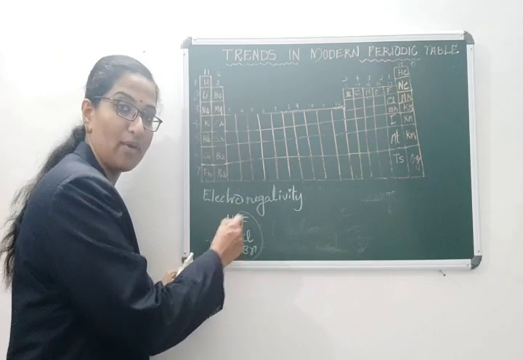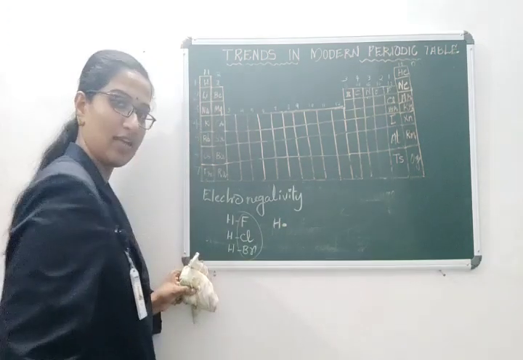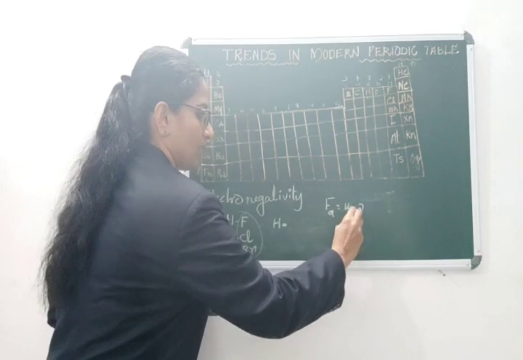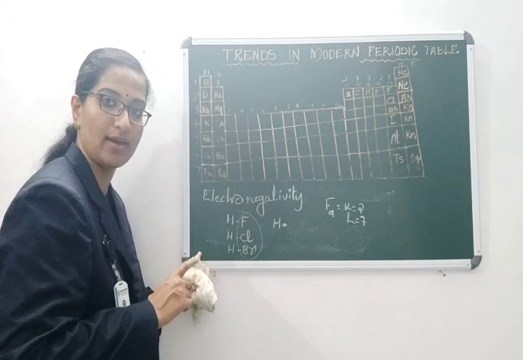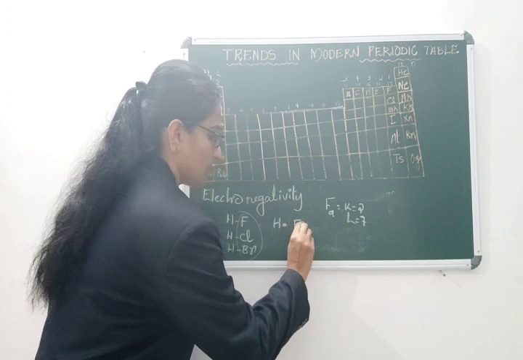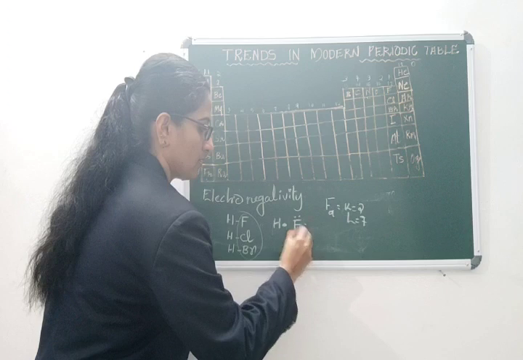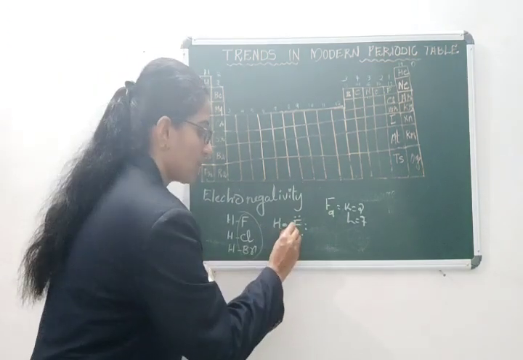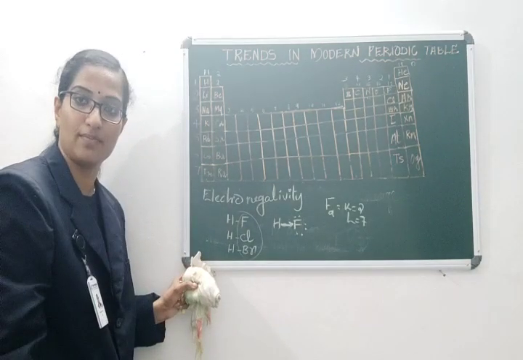If the compound HF forms, you can say hydrogen has 1 electron, only 1 electron. Fluorine, atomic number 9: K is equal to 2, L is equal to 7. How many more are required? One more electron is required to complete the octet, right? Yes. So one more electron is shared by the hydrogen. As a result, the electrons are pulled toward the fluorine.